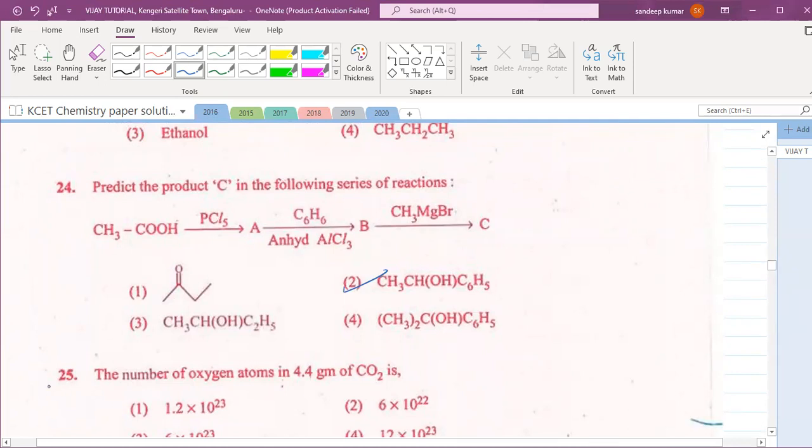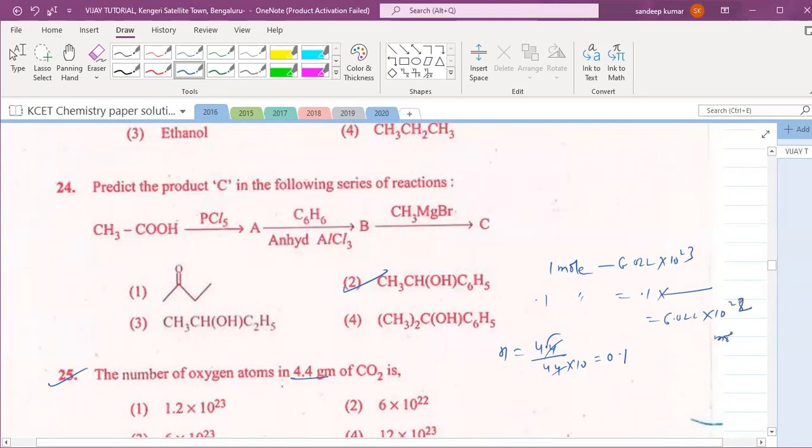the number of oxygen atoms in 4.4 gram of CO2 is. So 4.4 gram contains how many moles? First you find out the number of moles, which is given weight by molecular weight. Molecular weight is 44, so you get 0.1 mole. As 1 mole has 6.022 into 10 to the power 23 molecules, 0.1 mole gives 6.022 into 10 to the power 22 molecules.